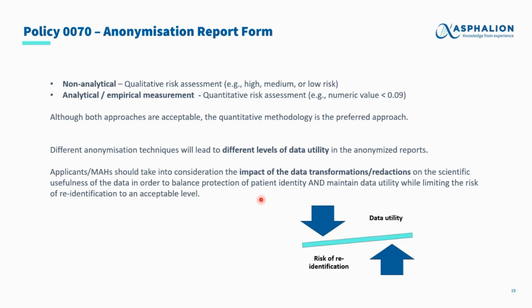Then there is the topic of data utility versus risk of re-identification. All the transformations implemented in the document should take into account a balance between reducing the risk of re-identification by applying transformations, but still maintaining data utility for the public that will receive those documents, so they can understand the information that these documents contain and the clinical data. So it's just a balance.